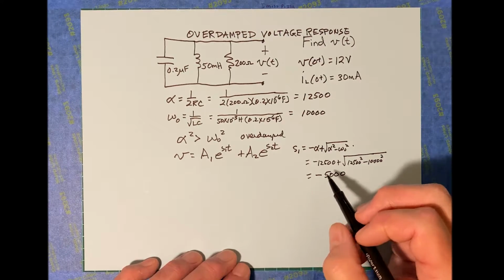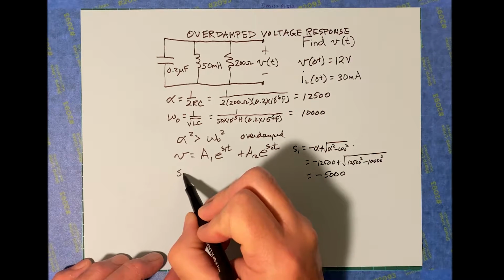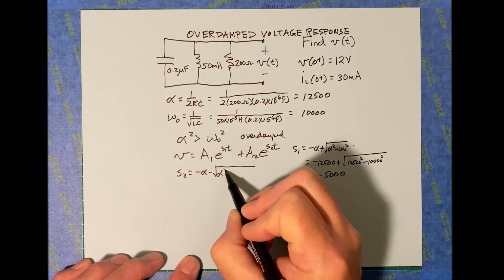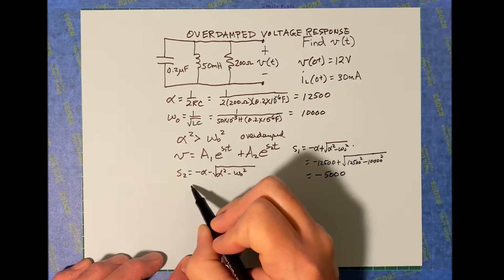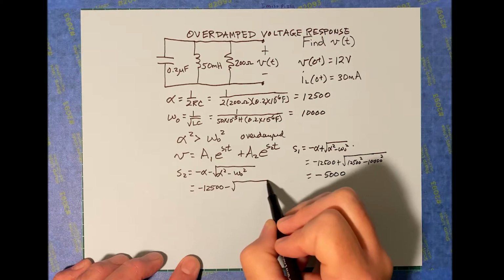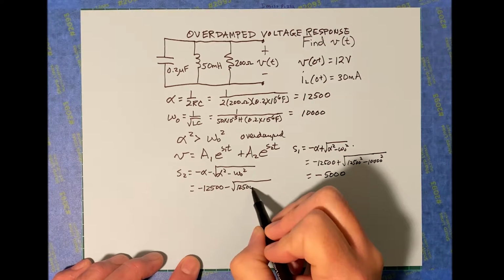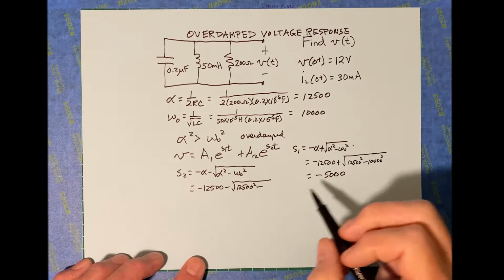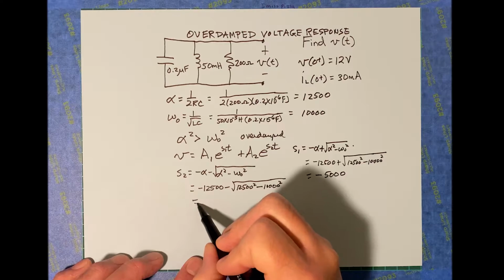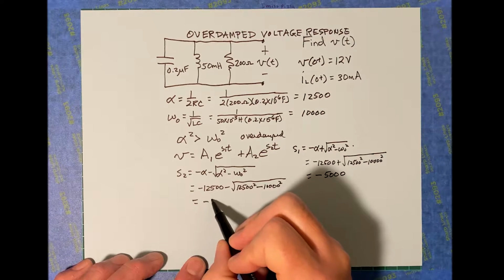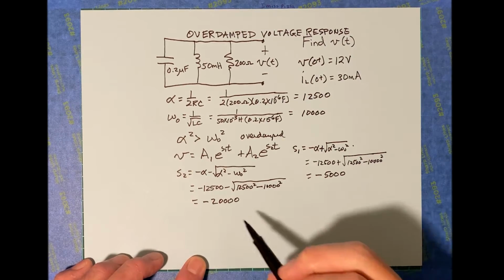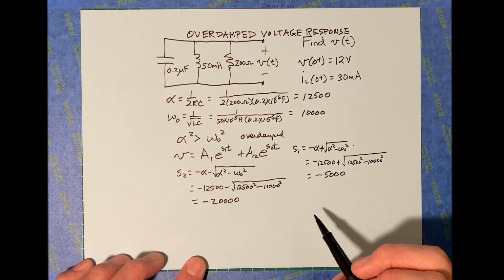Let's do the same thing for S2. It's going to be minus alpha minus the square root of alpha squared minus omega naught squared. So it's going to be minus 12,500 minus the square root of 12,500 squared minus 10,000 squared, and you do that calculation, you end up with minus 20,000. So there are your S1 and S2 values.